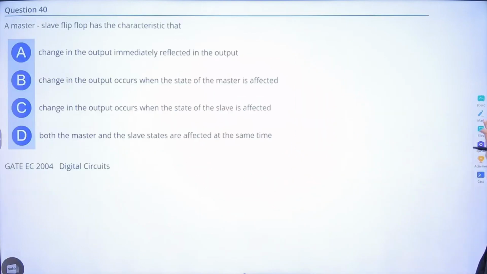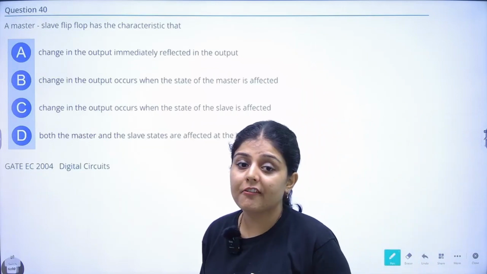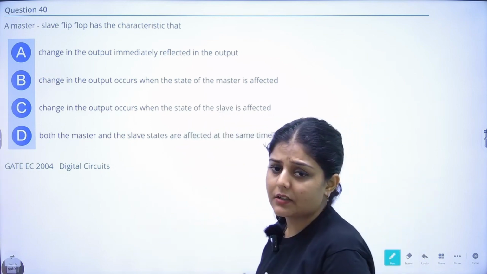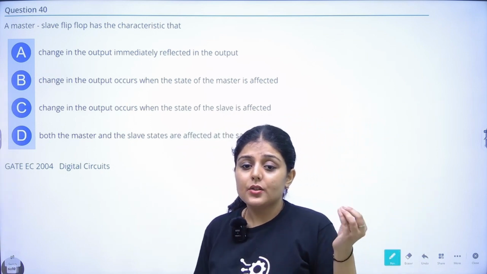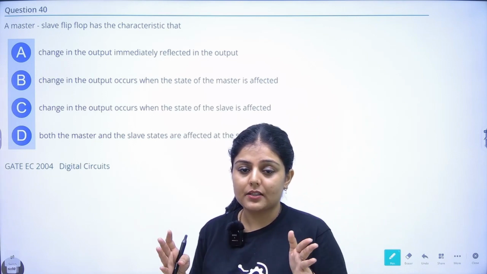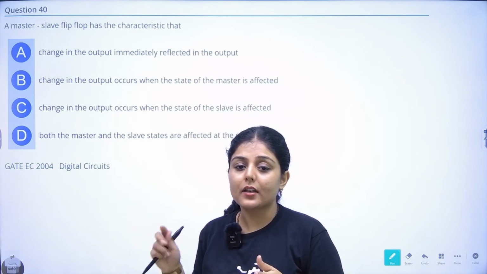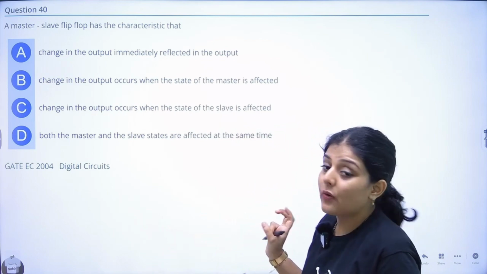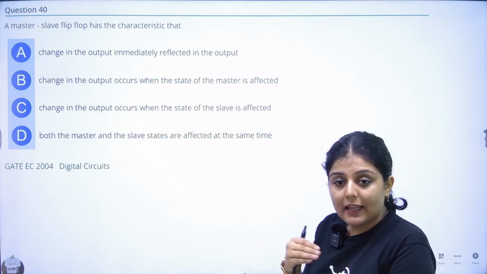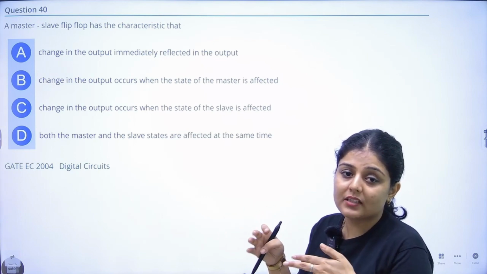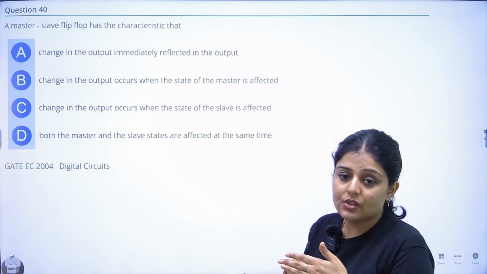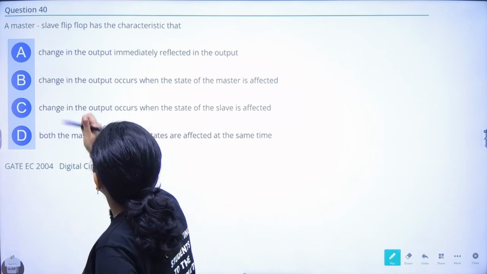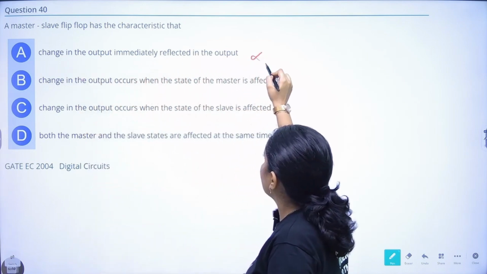Moving on to the next question. The master slave flip-flop has a characteristic that... Master slave is a flip-flop whose circuit we have just seen in previous questions. In a master slave flip-flop, there is a master flip-flop and a slave flip-flop, connected together with a NOT gate in between them. In this situation, the output of the master slave flip-flop changes only when the slave value is changed. If the master is changed, that doesn't matter. The slave should change.